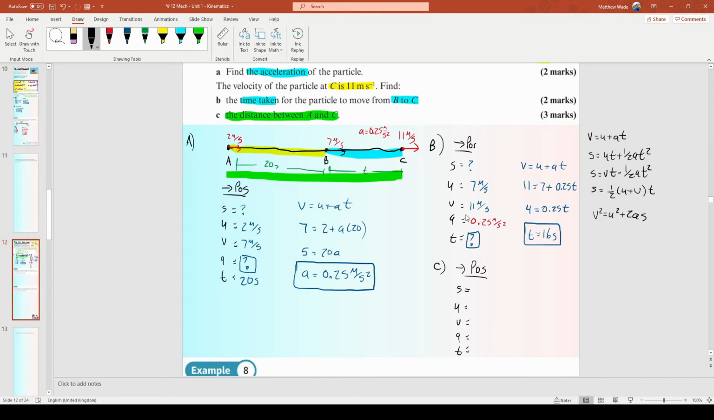Okay, S, the entire distance. Do we know that? No, actually, and that's what we want to solve. Okay, the initial speed from A to C. Well, the initial's 2, because it starts at A. Final is 11, because it finishes at C.